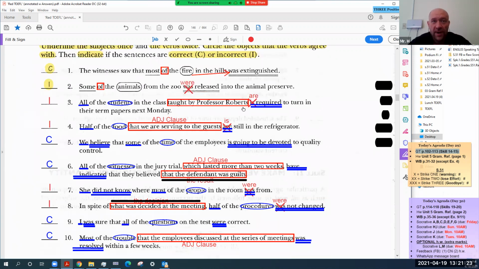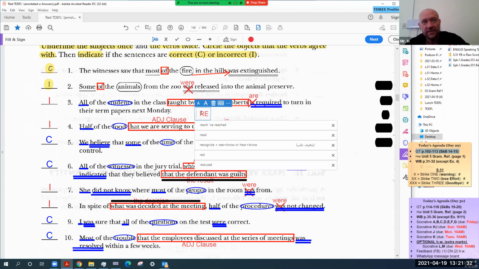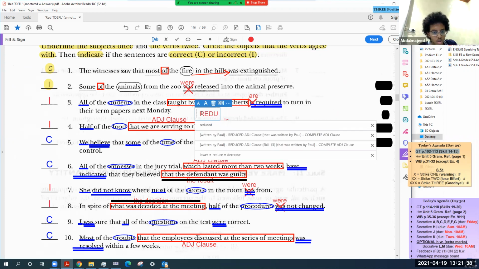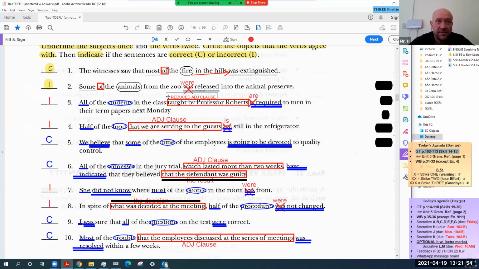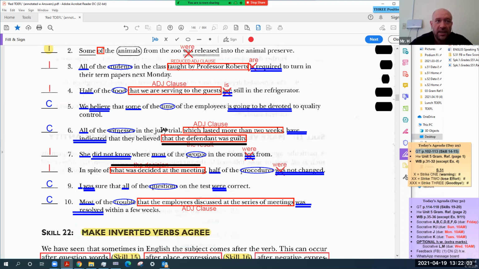What about this one, taught by Professor Roberts? Adjective. Yes. Reduced adjective. Exactly. This is a reduced adjective clause. It describes the class. This describes the food, right? And number 6, this describes the trial.